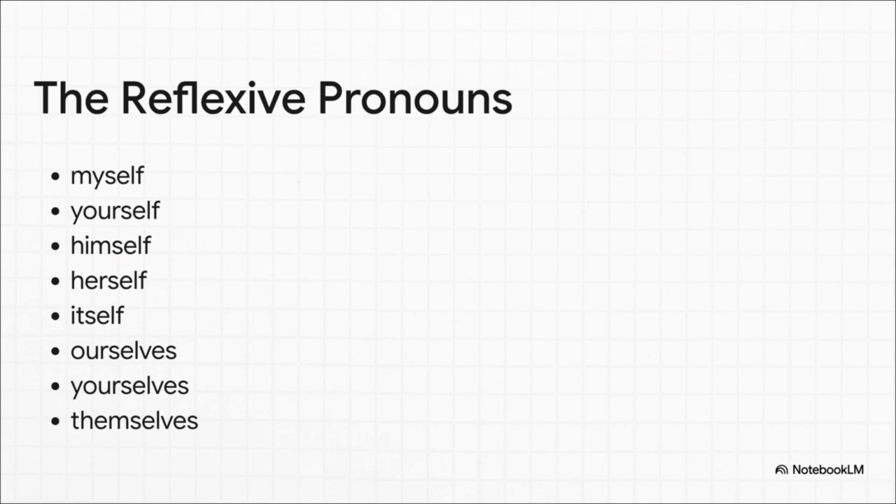And here they are, the whole squad. The good news, there are only 8 of them, which makes them pretty easy to remember. You've got your singular ones ending in self, like myself, yourself, himself. And then you have the plural ones ending in selves, like ourselves and themselves. These 8 words, they're our main characters for today.